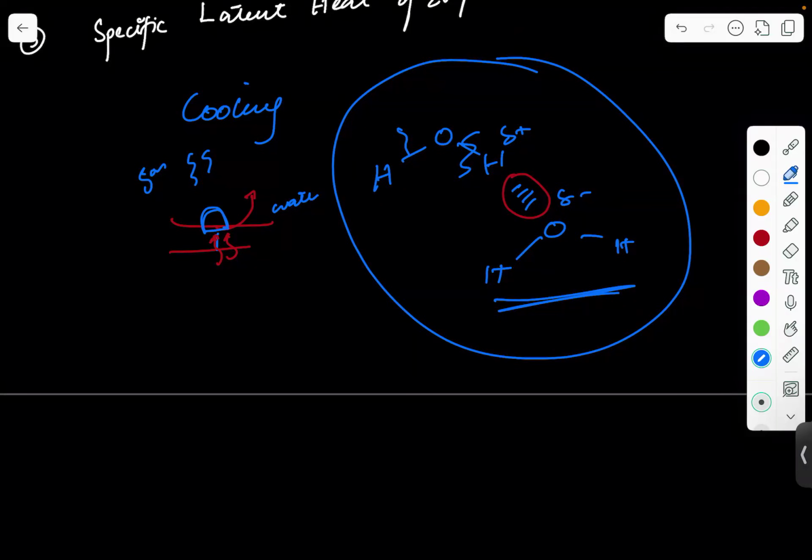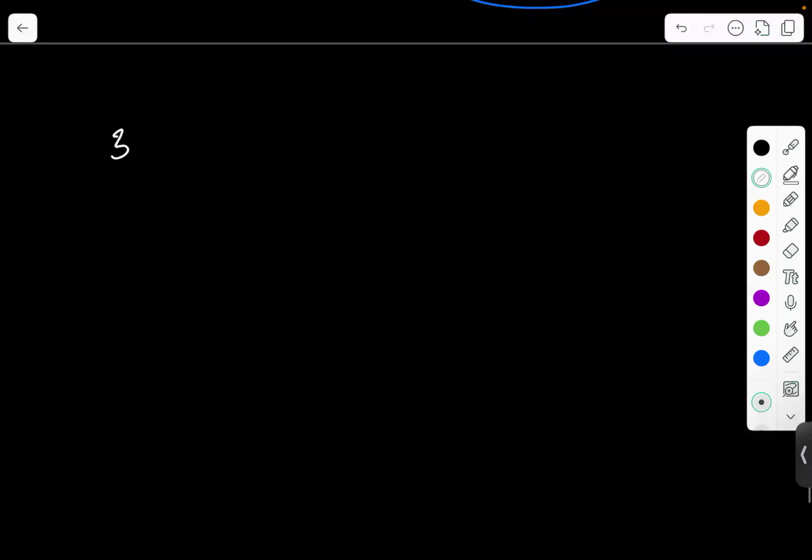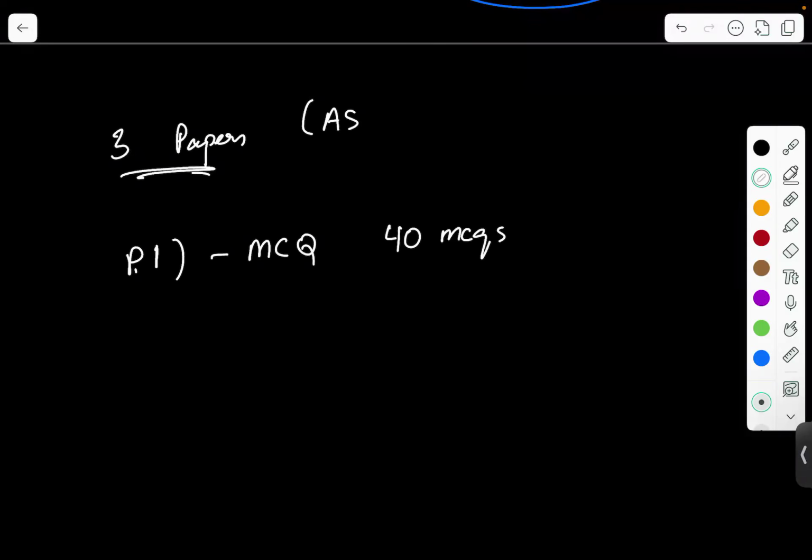Okay, so what is your A level AS syllabus, or what is your examination method? There are 3 papers in A levels. Paper number one, AS levels, is your MCQ. You have 40 MCQs, just like you did in your GCSEs, but you have slightly longer. You don't have 16 minutes. You have 1 hour and 15 minutes, I believe.